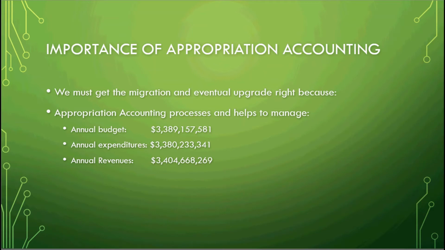The system was used to manage an approximate $3.3 billion annual budget and, as expected, a similar figure for annual expenditures and revenues. As you can see, it is critical that this project and system succeed so that it can continue to support the amazing work being done across ODOT by many different teams. For more interesting appropriation accounting facts or the work it supports, just reach out to your district accounting or central office finance office.